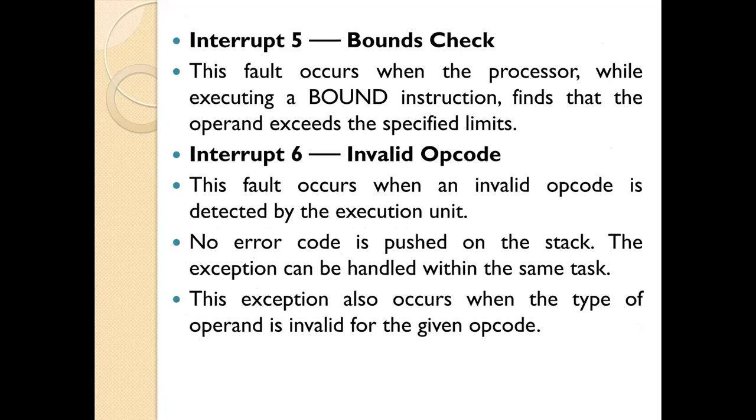Interrupt 5, bounds check. This fault occurs when a processor, while executing a BOUND instruction, finds that the operand exceeds the specified limits.